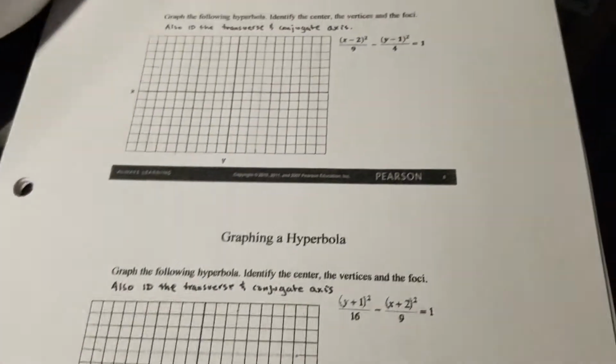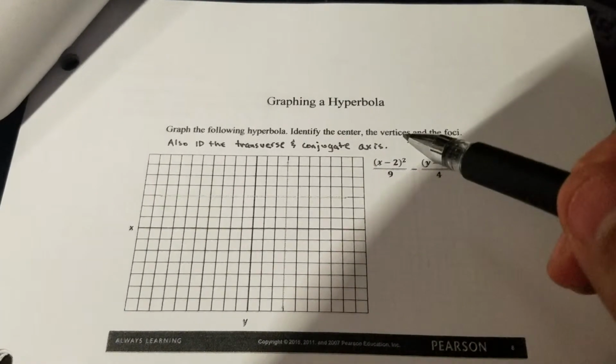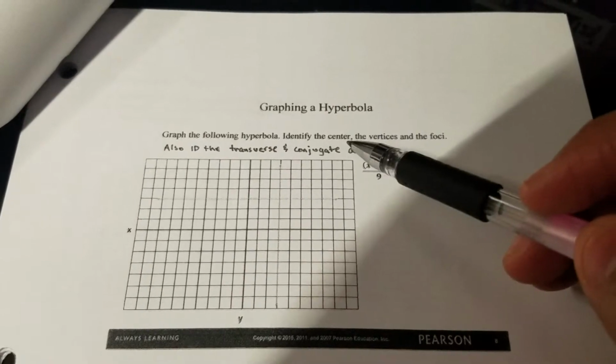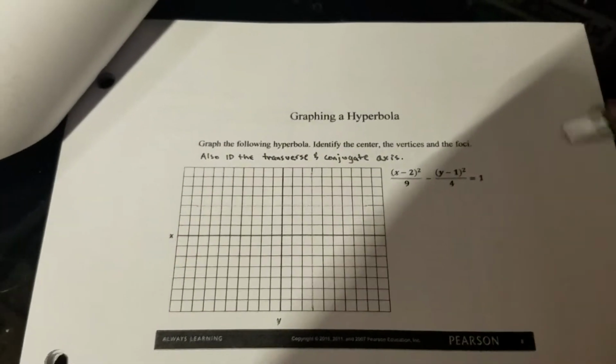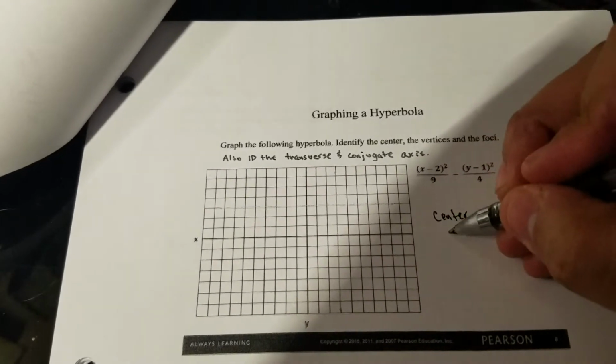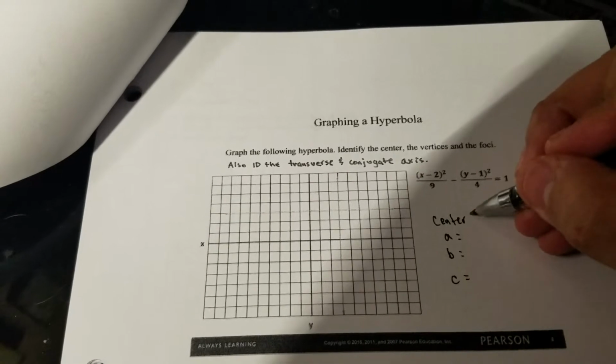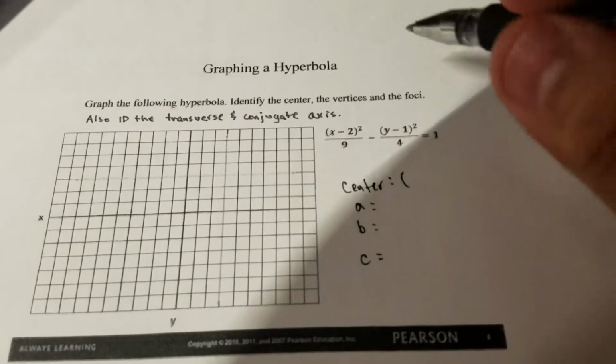Okay, so the notes here, guys: pretty much everything here is graphing the hyperbola, identifying the center, the vertices, and the foci. This shouldn't be new to you. You're still going to find the center. Remember, H is always with X.